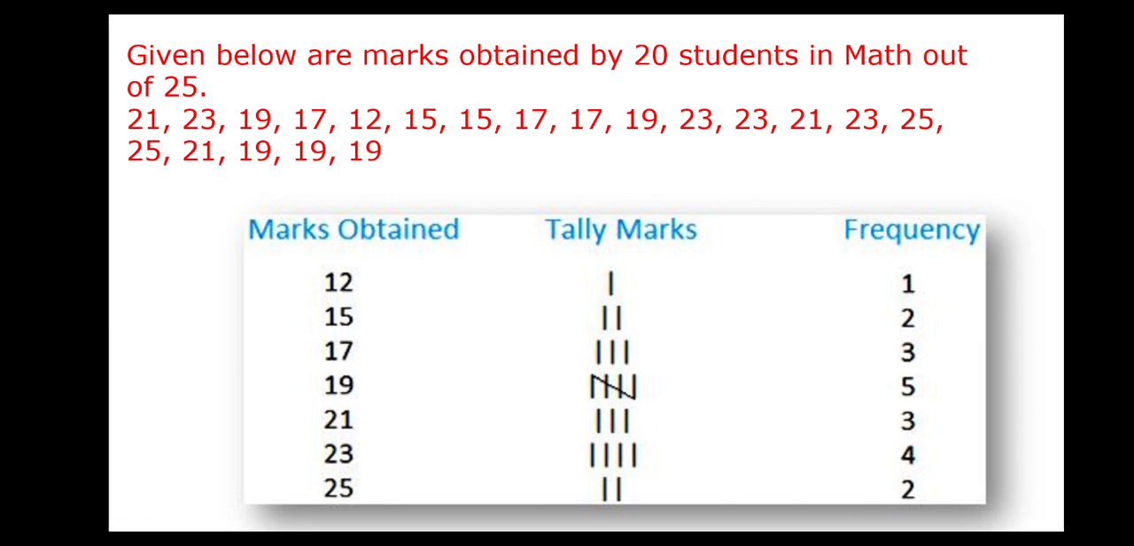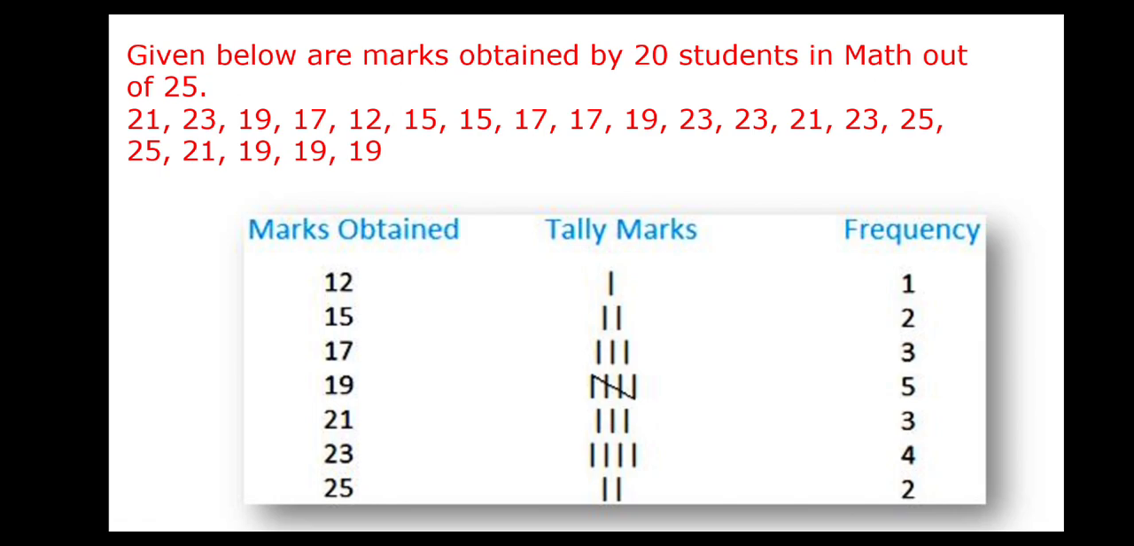Then you will get, so 19 you see 5 times repeated: 4 vertical lines and a cross line like that. So finally count it. Frequency 1, 2, 3, 4 like that. Whatever you got in the tally marks count, you write it. Then the total you will get is 20 students. Okay, this is the frequency table.